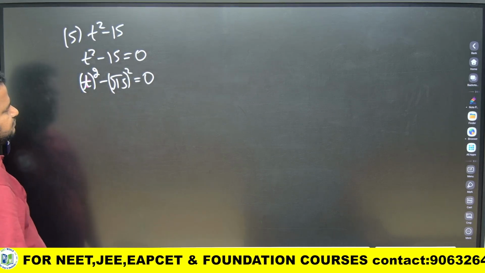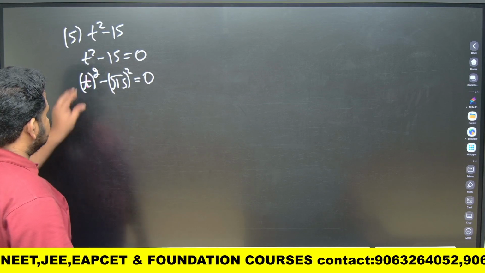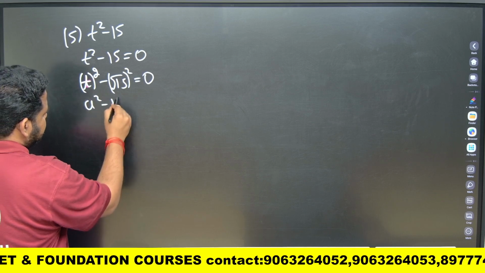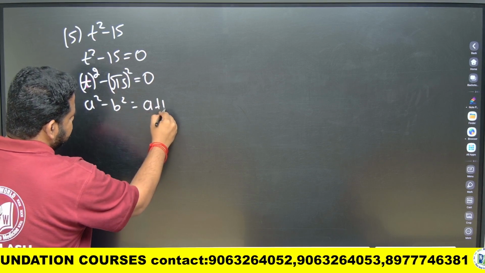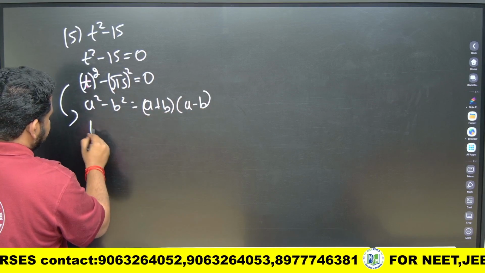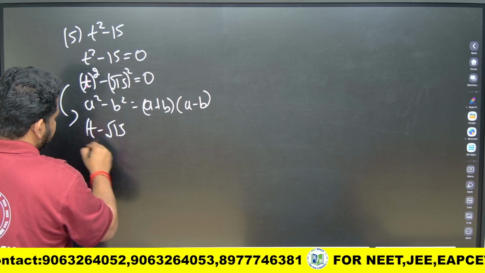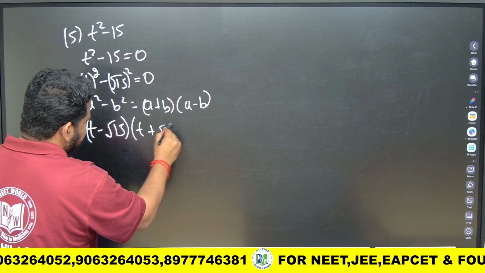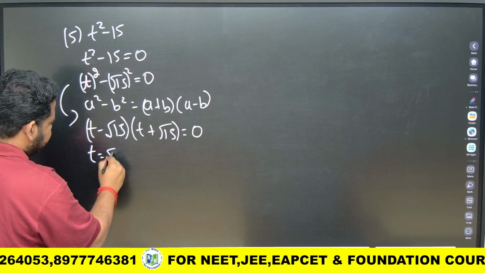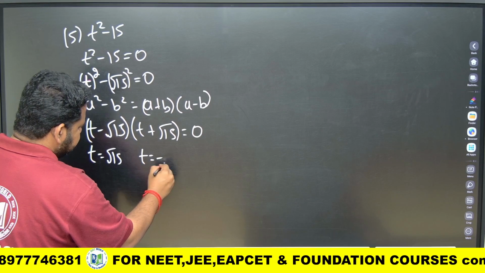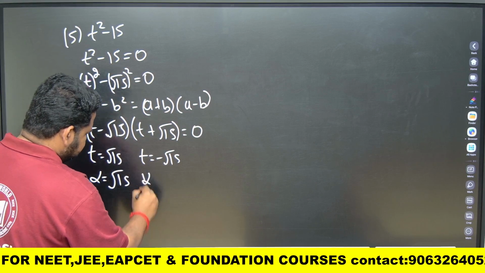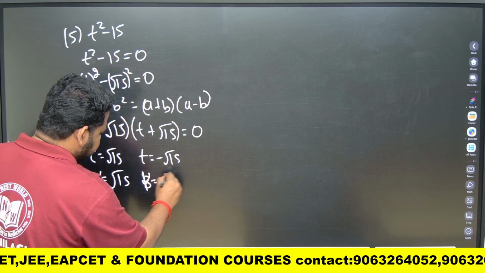T square minus 15 can be written as t whole square minus root 15 whole square. This is nothing but a square minus b square, that is equal to a plus b into a minus b. So this entire thing becomes t minus root 15 into t plus root 15, equal to 0. So t will become root 15, and here t will become minus root 15. So alpha will be equal to root 15, and beta will be equal to minus root 15.